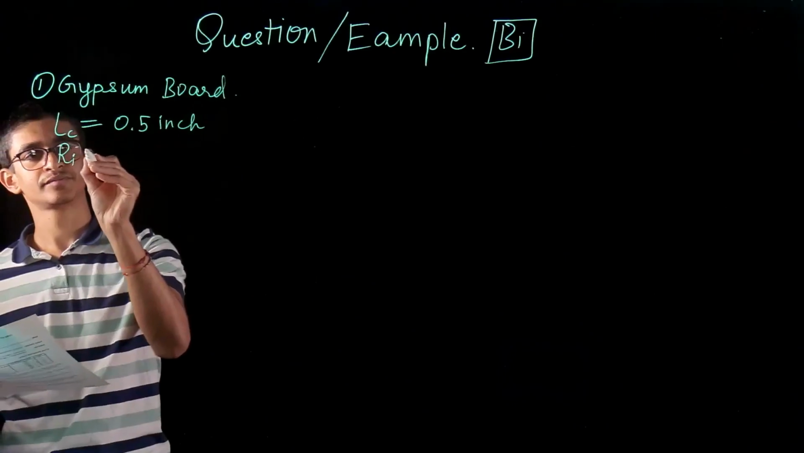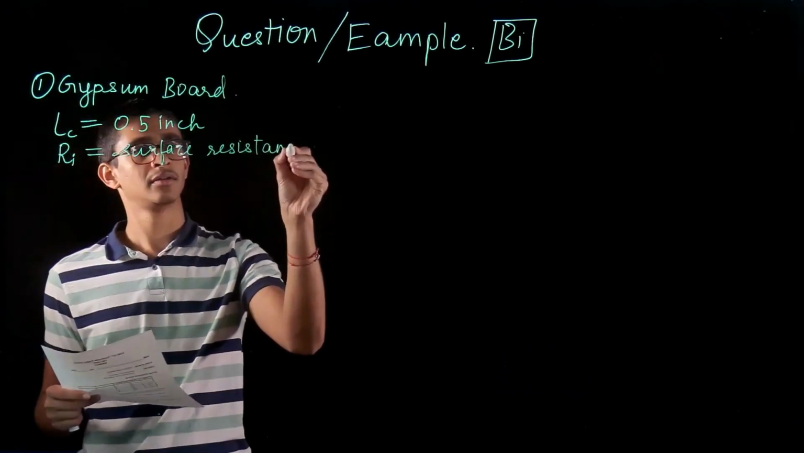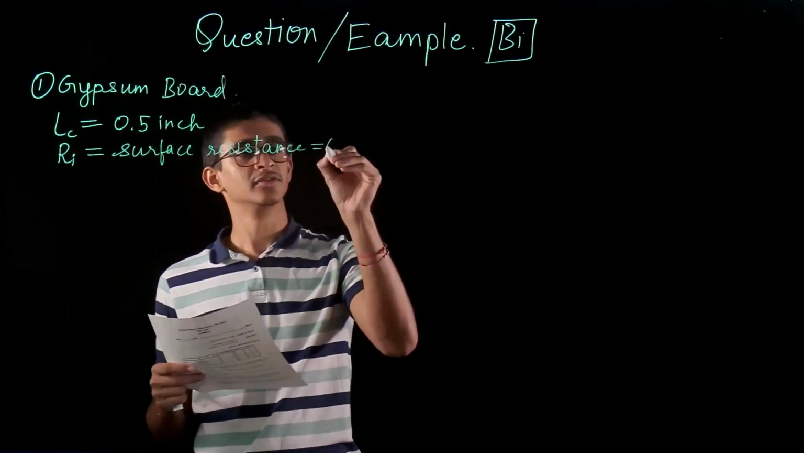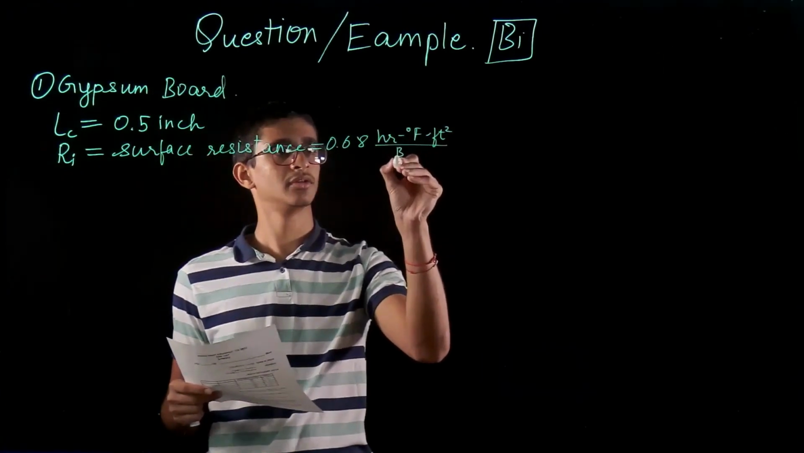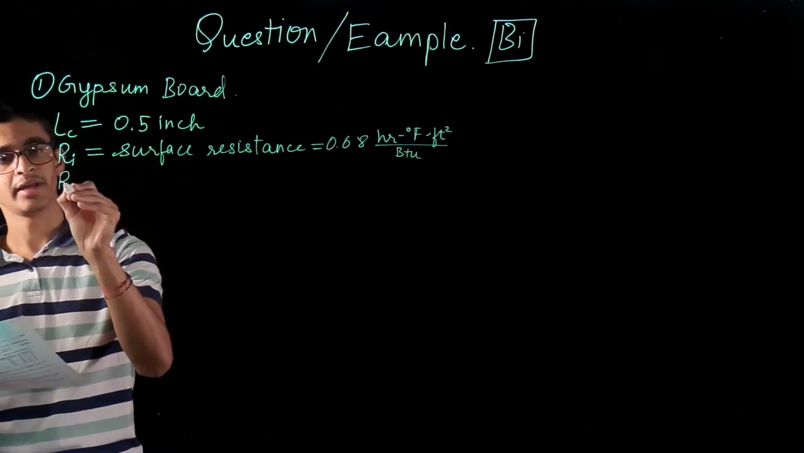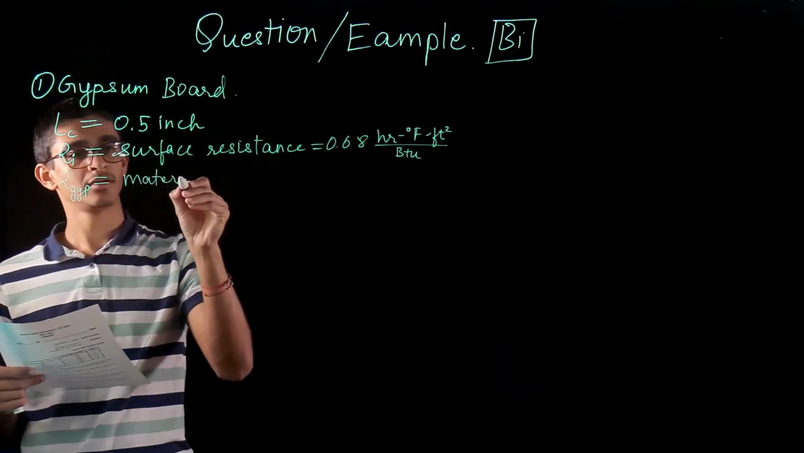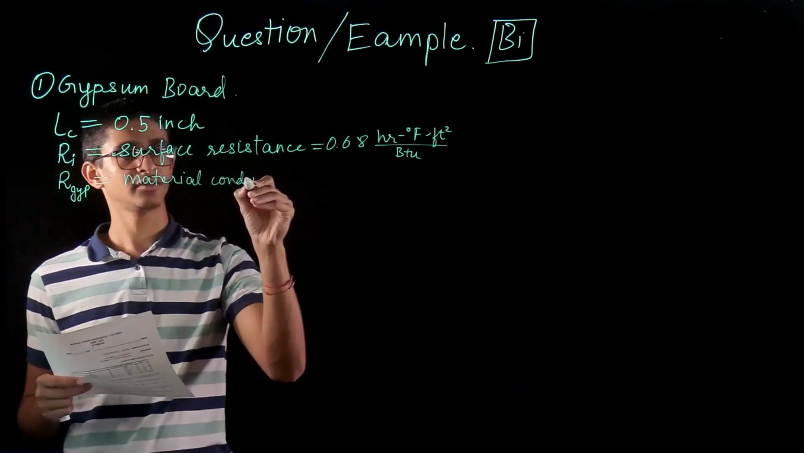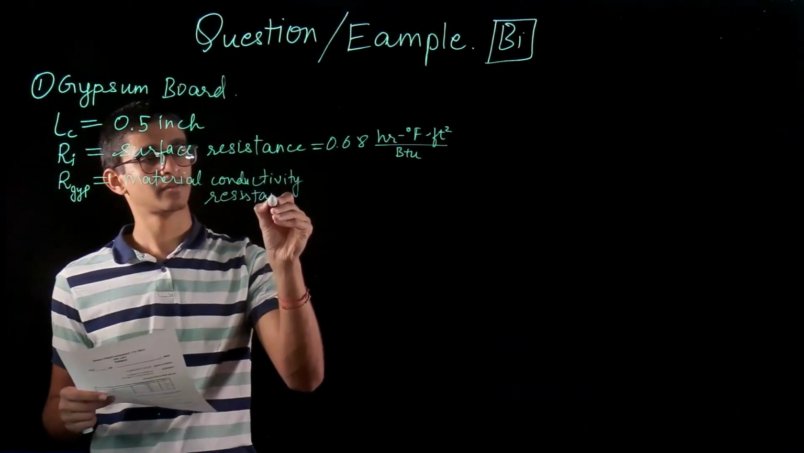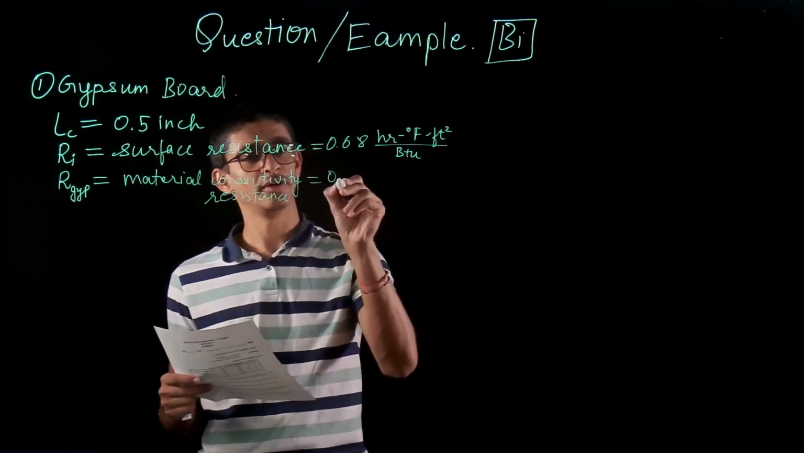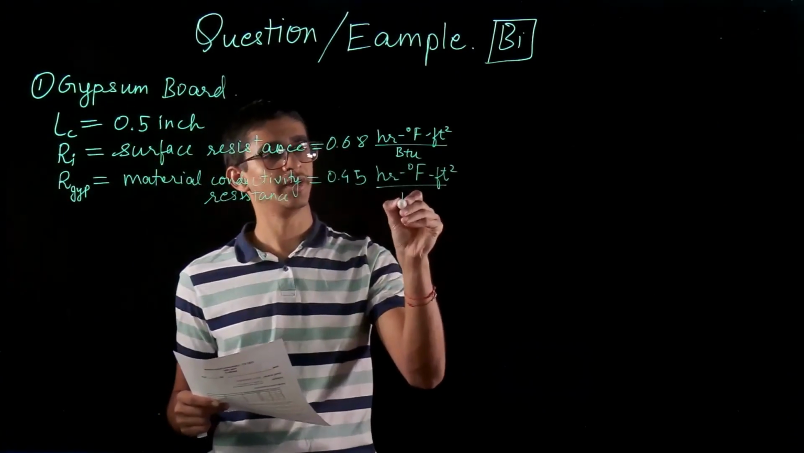The surface resistance is given as 0.68 hour degree Fahrenheit feet square upon BTU, and my R gypsum, which is the material conductivity resistance, is given as 0.45 hour degree Fahrenheit feet square upon BTU.